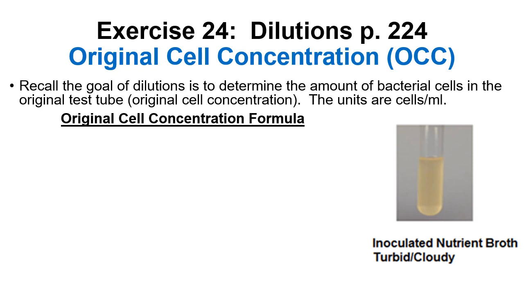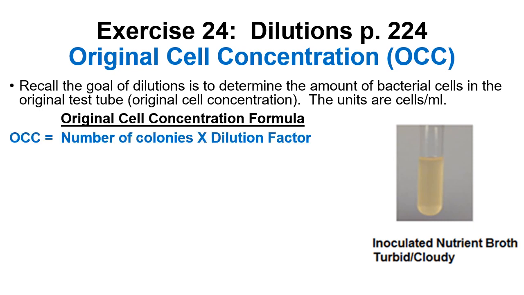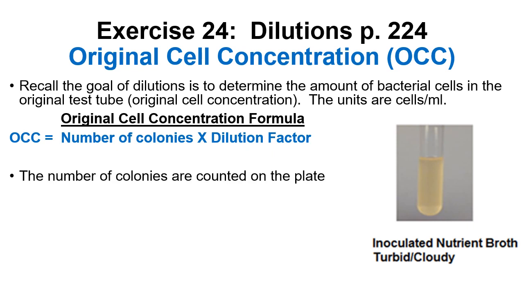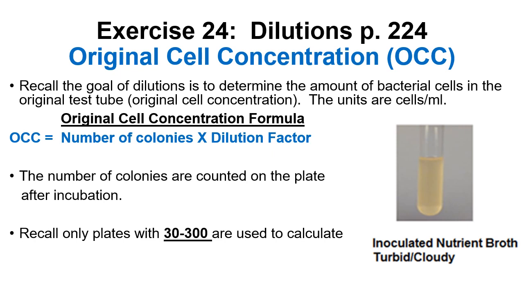So what is the formula for the original cell concentration? OCC, which is the original cell concentration, equals the number of colonies, you see those on the plate, you count those on the plate, times the dilution factor. Remember, the dilution factor is a positive exponent. It is a whole number. So the number of colonies are counted on the plate. So it's now been 48 hours, and we have colonies on a plate after incubation. Recall that only plates between 30 and 300 are used to calculate the original cell concentration. Less than 30 is not statistically valid, and more than 300 is difficult to count.